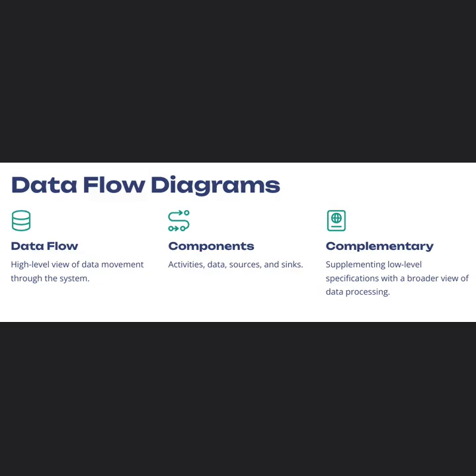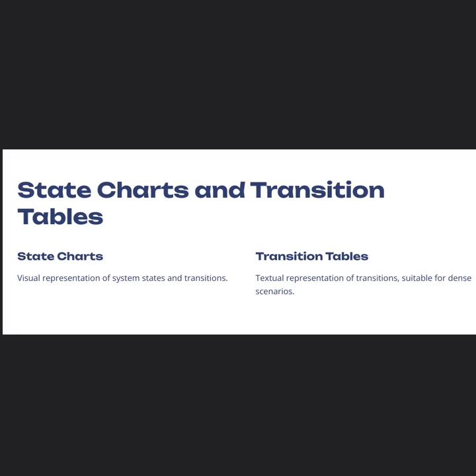Data flow diagrams provide a high-level view of how data moves through a system, using symbols to represent activities, data, and sources. While these diagrams are excellent for understanding the overall flow, they often need to be complemented by low-level specifications to detail logic or decision-making processes.